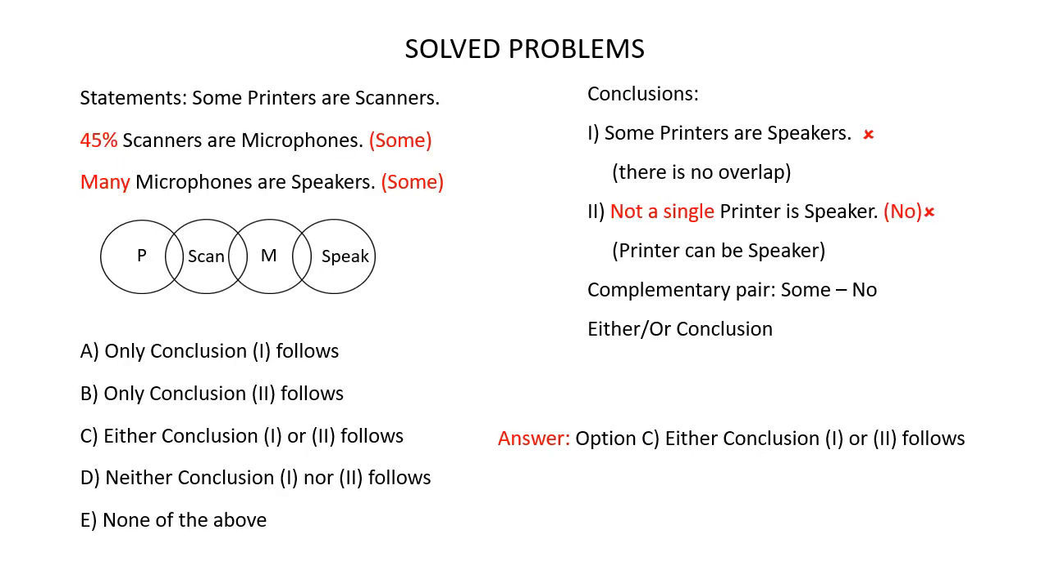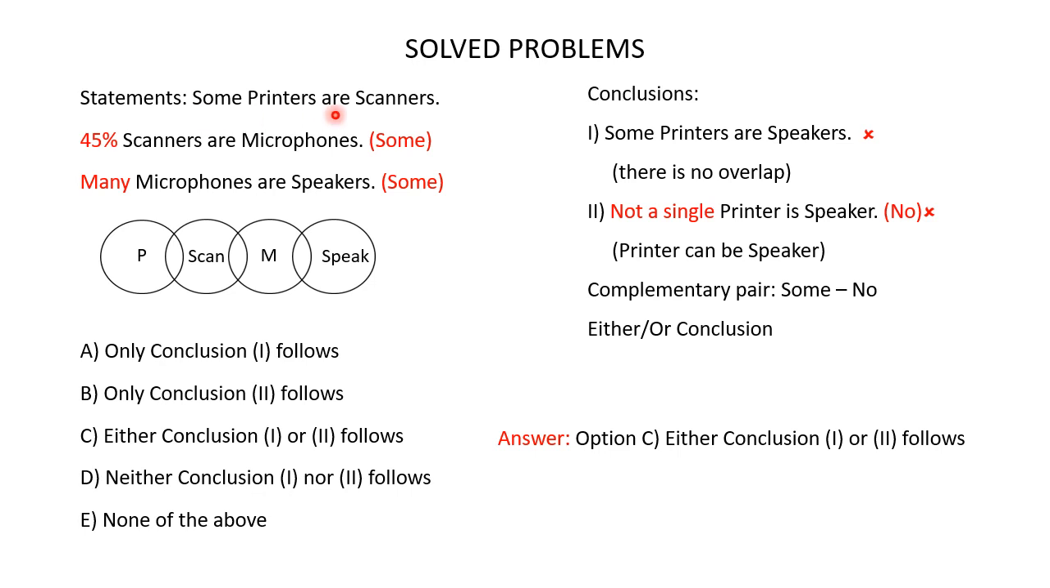In this question, you are given 3 statements and 2 conclusions. Let's find out which of these conclusions follow from the logic given in these statements. To do that, first you have to draw a Venn diagram for these statements. Now the statements are some printers are scanners. 45% scanners are microphones. Many microphones are speakers. Now let's draw a Venn diagram for these statements.